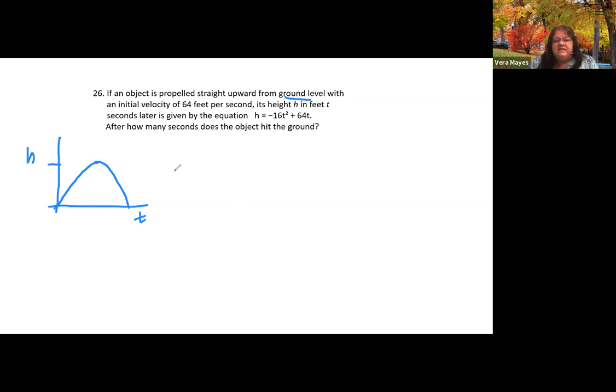So let's see what they're asking us, because in my college algebra class, they ask how high, how long did it take to get to the top, which you guys won't do until the very end of this class. But this one says, how many seconds until the object hits the ground? So what is the height if you're laying on the ground? How high are you? Oh, 0. Yeah. So we want to know, when will this equation go to 0?